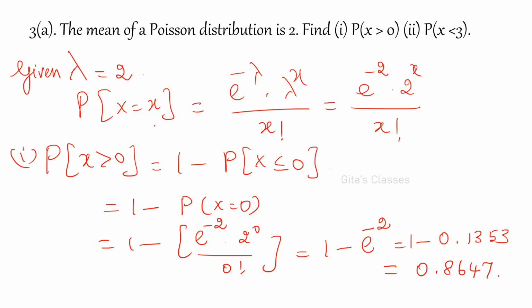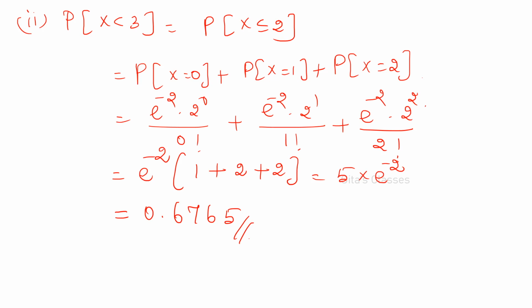Greater than 0 means still what value we don't know. So 1 minus P of x less than or equal to 0. Less than or equal to 0 means only one value, x is equal to 0, right? So 1 minus, for x is equal to 0, in the place of x you just substitute 0. So e power minus 2 into 2 power 0 by 0 factorial, so that is 1 minus e power minus 2, just substitute, you will be getting this value 0.8647.